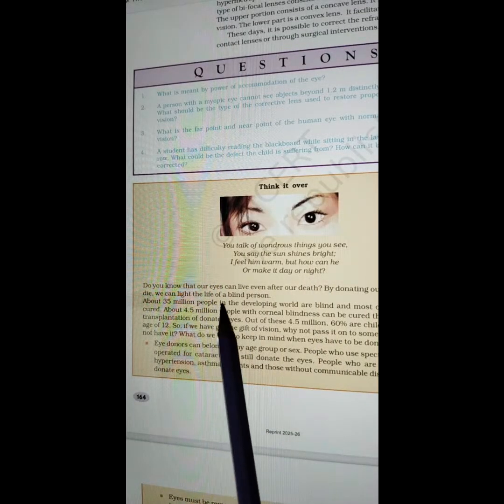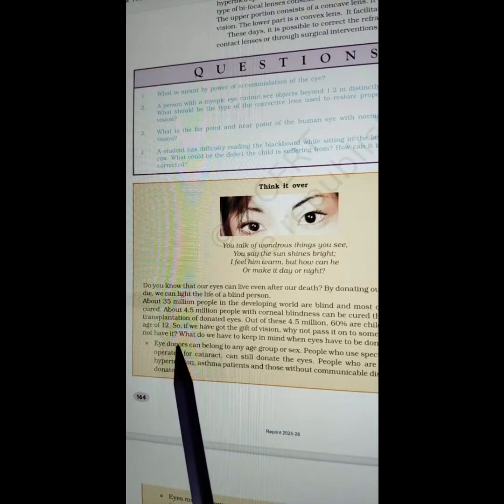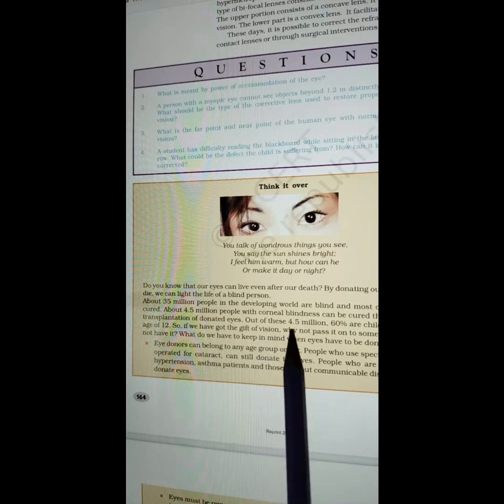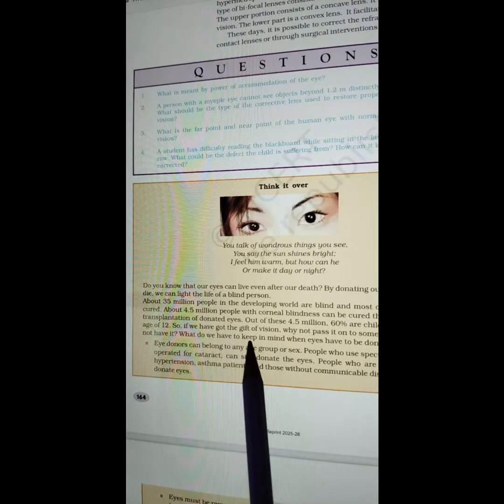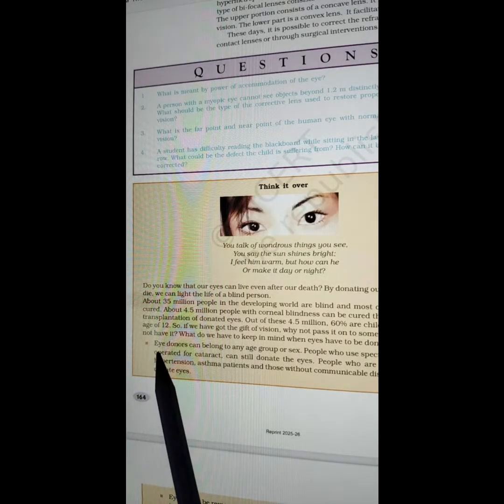Do you know that our eyes can live even after our death? By donating our eyes after we die, we can light the life of a blind person. About 35 million people in the developing world are blind, and most of them can be cured. About 4.5 million people with corneal blindness can be cured through corneal transplantation of donated eyes. Out of these 4.5 million, 60% are children below the age of 12. So we have got the gift of vision. Why not pass it on to somebody who does not have it?